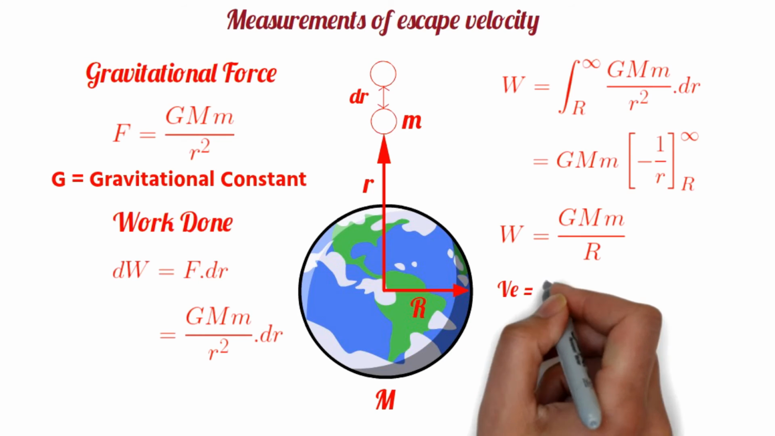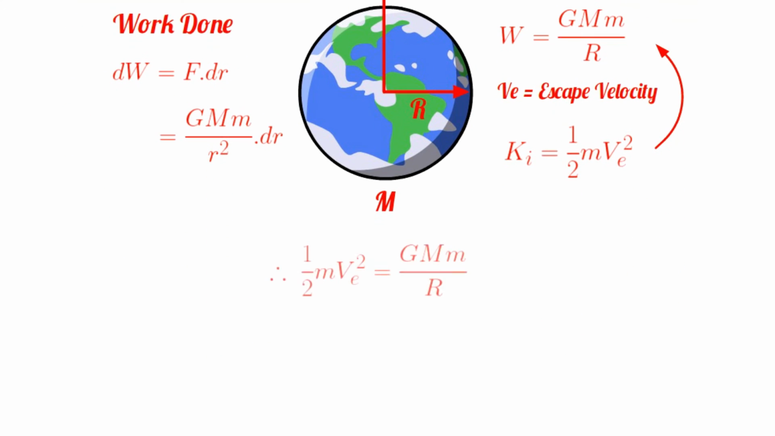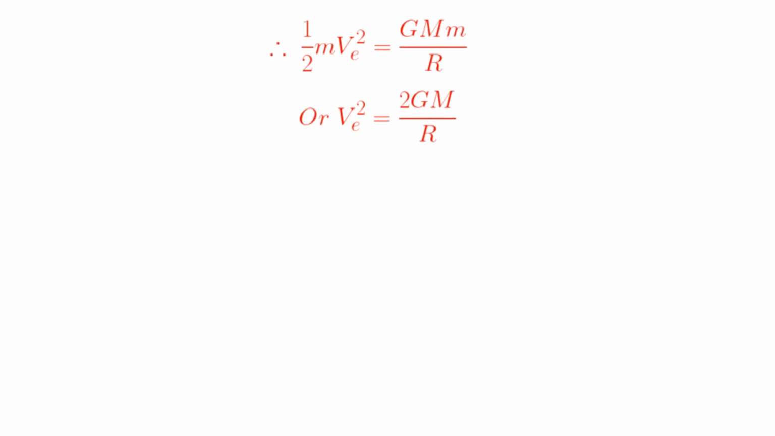Again, let Ve be the escape velocity of the object on the Earth. Then the initial kinetic energy of the object, Ki, is equal to half m Ve square. If this kinetic energy becomes equal to the above work, then the object escapes from the gravitational pull of the Earth. Therefore, half m Ve square is equal to GMm by R. Now solving this equation we get, Ve is equal to root over 2GM by R.